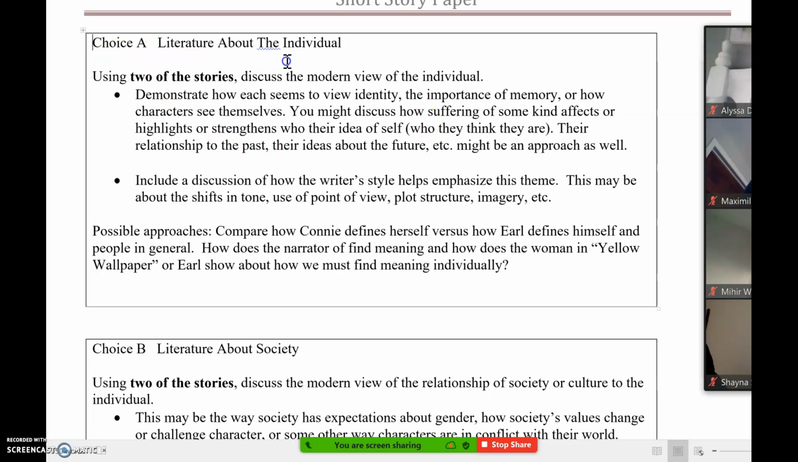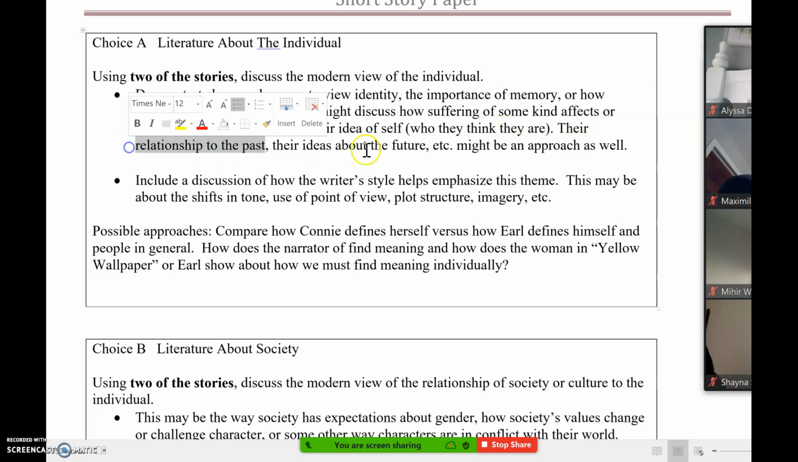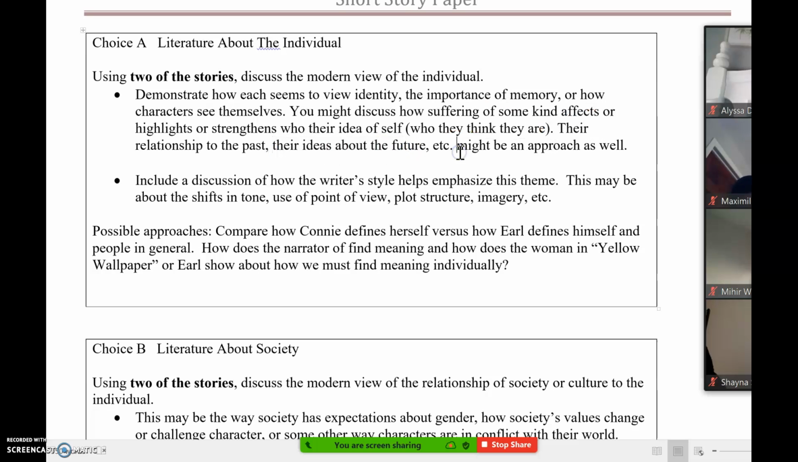The first one, I call it about the individual, because thematically the focus is on using two of the stories to demonstrate how each author seems to view the concept of identity, of who we are, the importance of memory, or how characters see themselves. These are suggestions, not requirements. If you have a way into this that makes sense, that's fine. You might discuss how suffering of some kind affects or strengthens their idea of self, who they think they are, their relationship to the past, like Earl, their ideas about the future, maybe like Connie, etc.